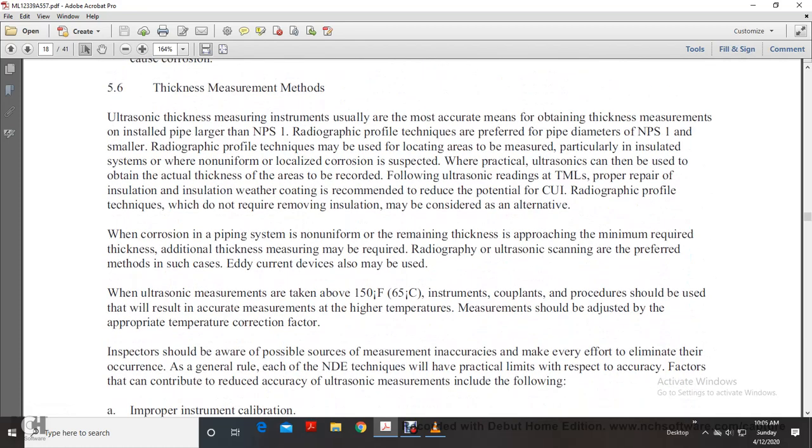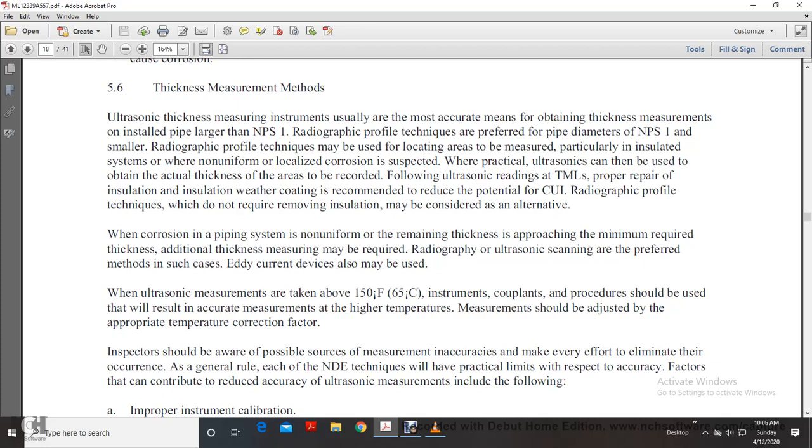Alright, thickness measurement methods. Ultrasonic thickness measurement instruments are usually the more accurate means of obtaining thickness measurements. Insulated piping, nominal pipe size 1. Radiographic profile techniques are preferred for pipe diameters of nominal pipe size 1 and smaller. Radiographic profile techniques may also be used for locating the area of the pipe to measure inside of systems where non-uniform localized corrosion is suspected.